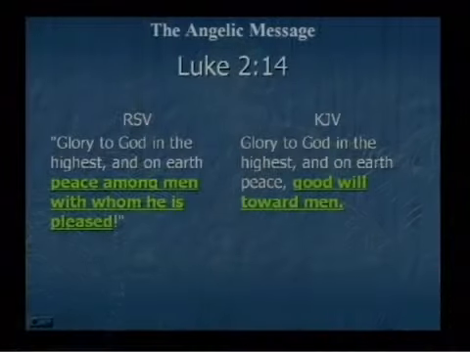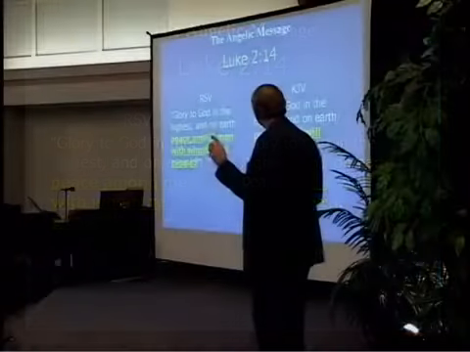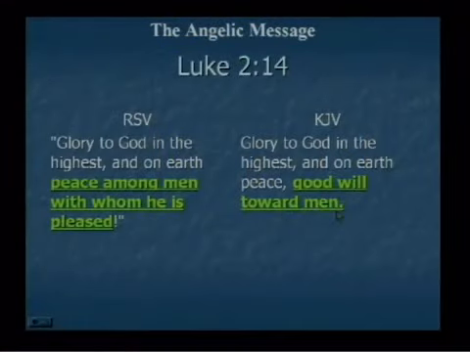Luke chapter 2, verse 14, Revised Standard Version. Glory to God in the highest, and on earth peace amongst men, with whom he is pleased. King James, glory to God in the highest, and on earth peace, goodwill towards men. Now, what's the difference between those two? It's a very subtle change, but what is the change?